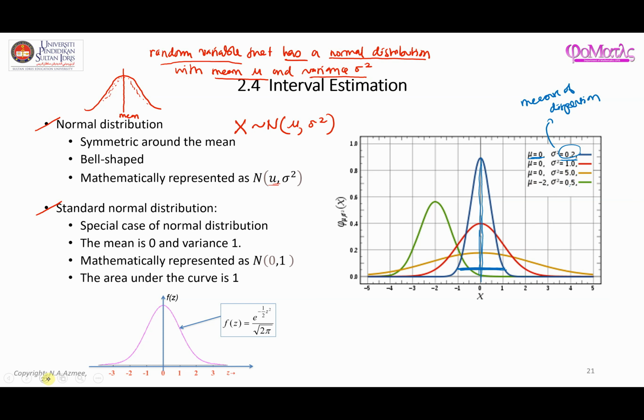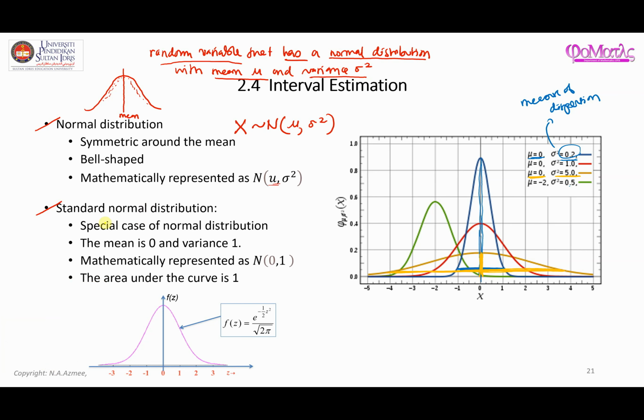Now if you consider another normal distribution curve where the mean is also at 0.0, this one has the largest variance, which is 5, and therefore you can see that the data is spread out. That is the largest spread compared to the rest of the distributions. Okay. Alright, now let's look at the standard normal distribution.